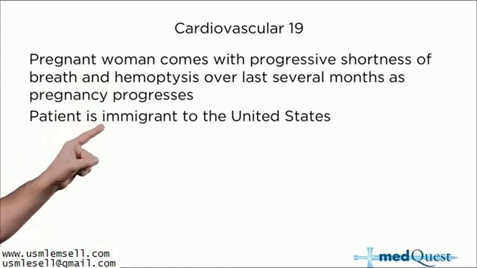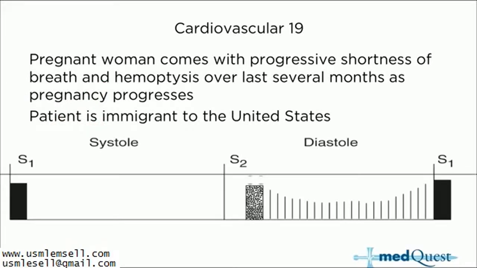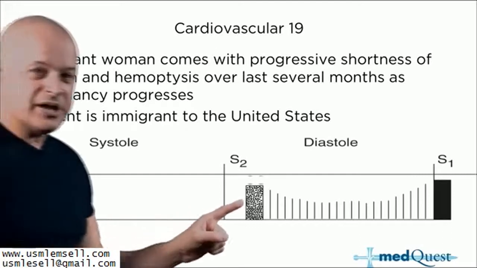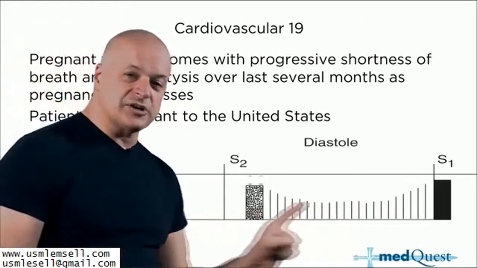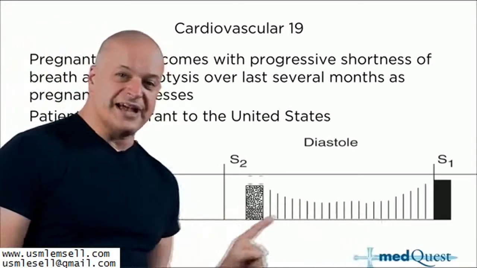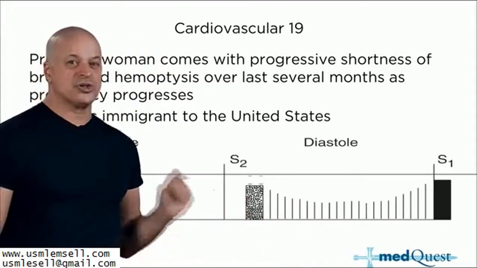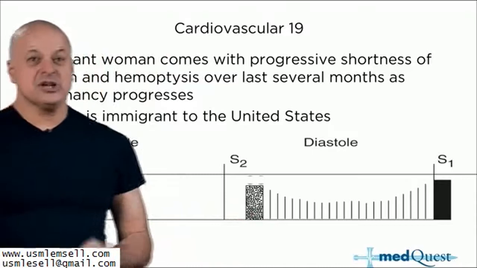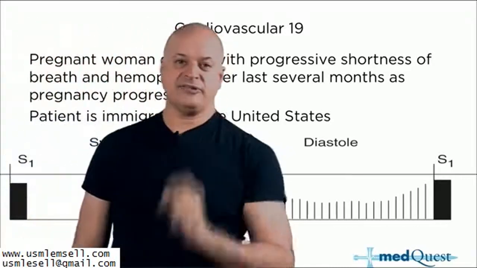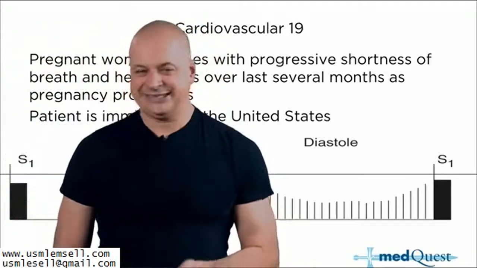Telling you that she's an immigrant to the United States from places with less health care means rheumatic fever. This is the opening snap, and this is the mid-diastolic murmur. Opening snap, mid-diastolic murmur as the blood squeezes through the heart. It's an immigrant, meaning to tell you rheumatic fever is an imported disease.